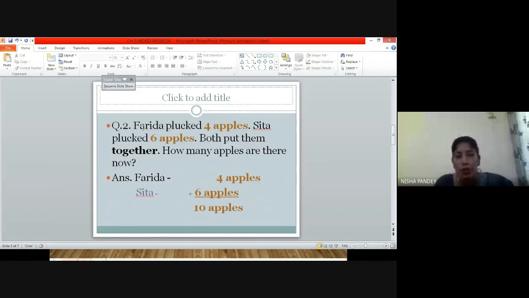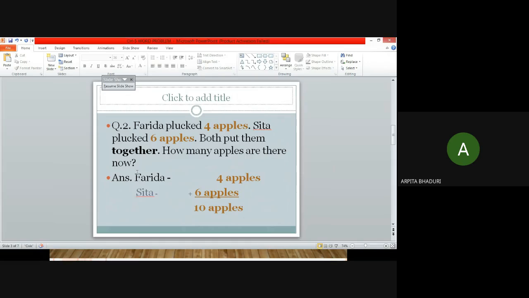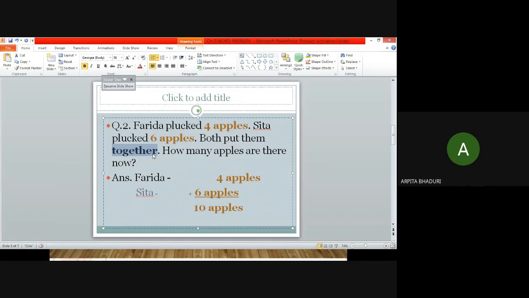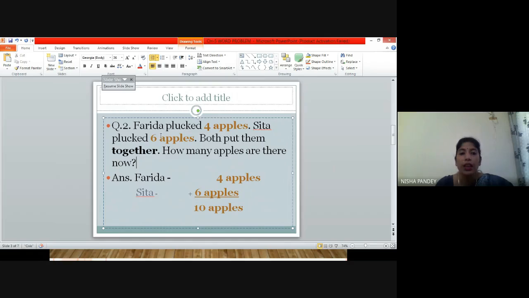So here, Farida is a girl and she plucked 4 apples from the apple tree, and Sita plucked 6 apples. Now both put them together, how many apples are there now? So here again we are putting them together, and we know already, children, putting them together means addition. Yes, addition. You can see the number of objects are highlighted with colors, right? And the word together is again highlighted.